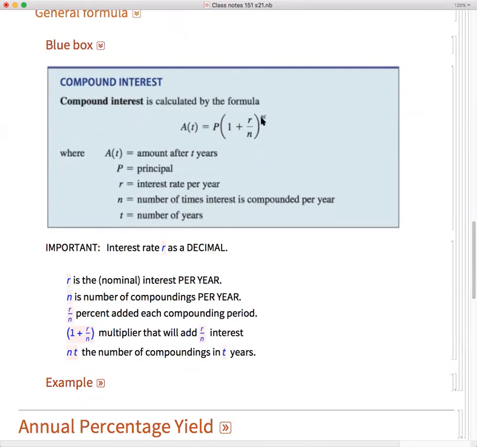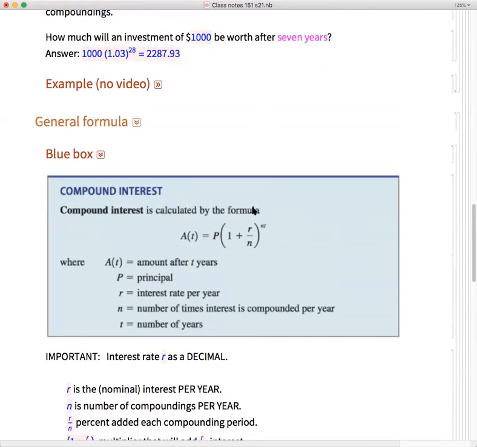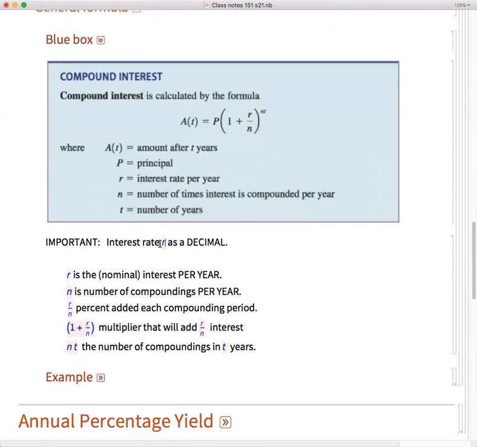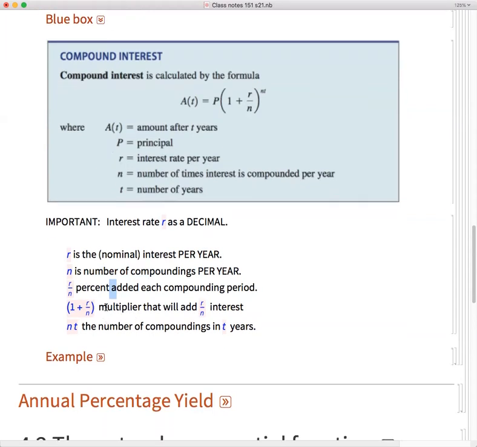When we had 7%, what was it? It was 7 years with quarterly, the 7 times 4, this is the number 28 in the example that we just did. Okay. It's important that the interest rate that you use in this formula is presented as a decimal, not as a percent. So R is the interest per year, N is the number of compoundings per year, R over N, remember this is the percent added each compounding period. And to add that amount, you multiply by this number, and then this is the total number of compoundings.